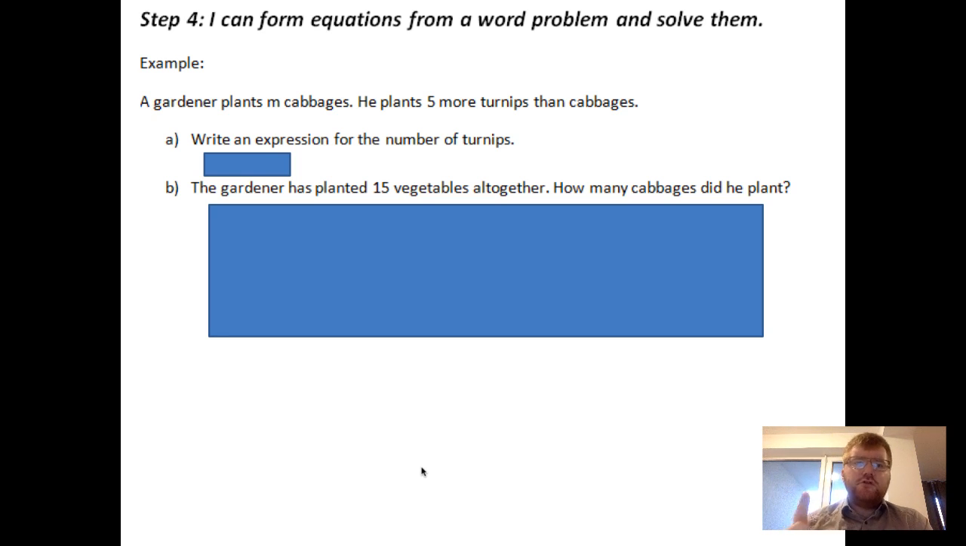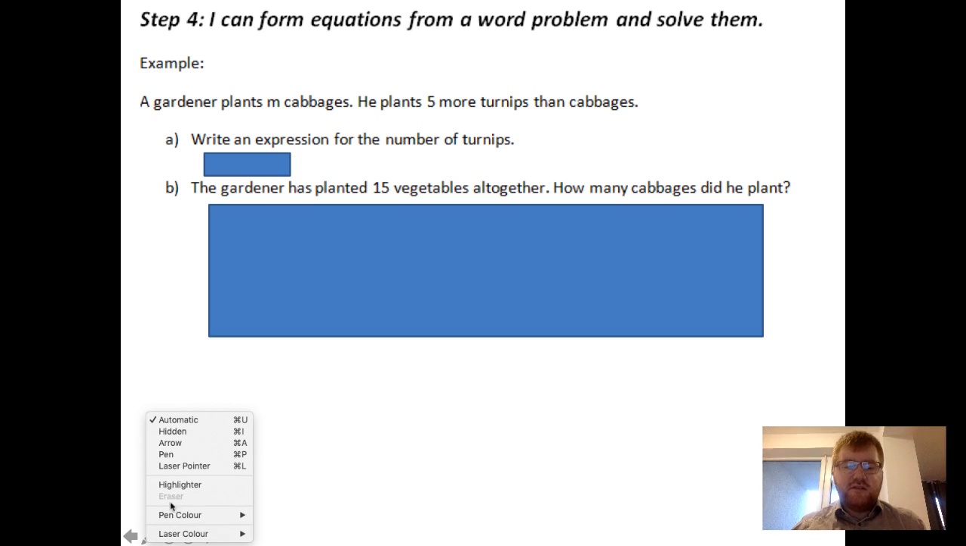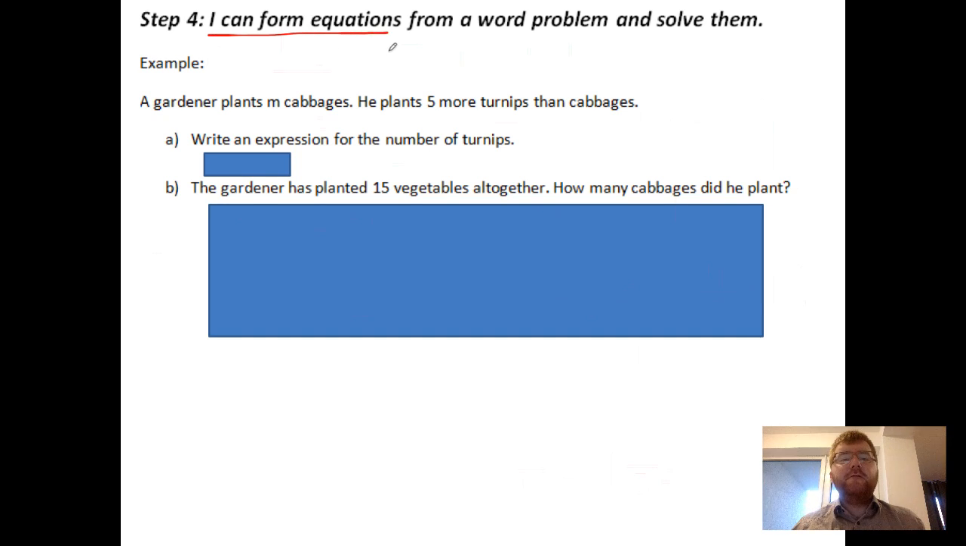But I will try and help you through an example of a worded question, and I will go through them more carefully, so I know students in particular find these challenging. So, my step 4. I can form equations from a word problem and then solve them. Now, we've dealt with the solve part, but the real difficult part, the way we get the higher grades, is being able to form an equation from a word problem.